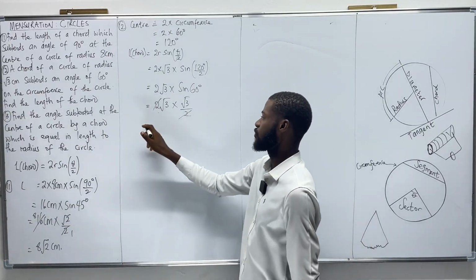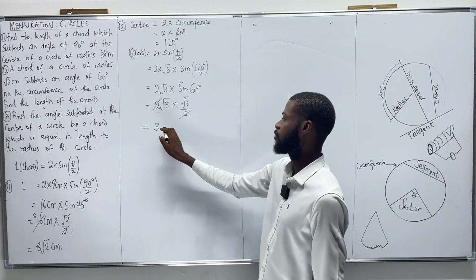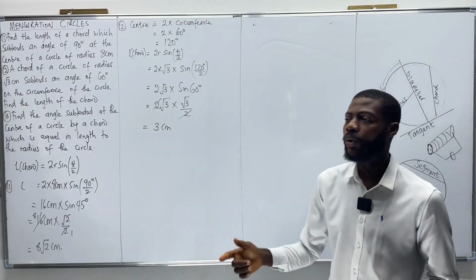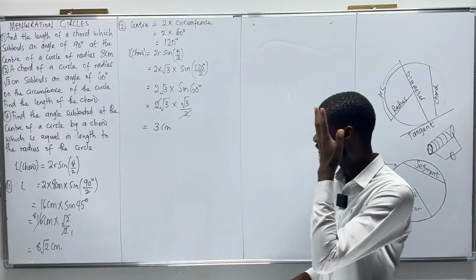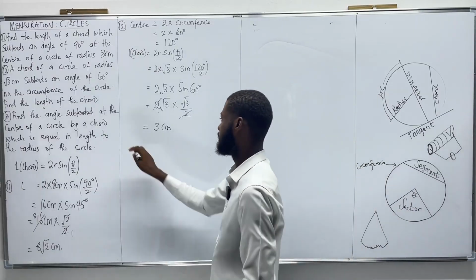So 2 we cancel out 2. Root 3 times root 3 is 3. So this will be 3 centimeters. So that will be the length of the chord. That's what we have. That was an easy one. Question 13.